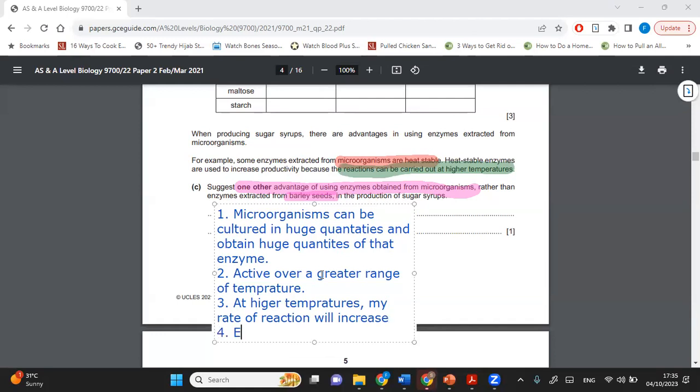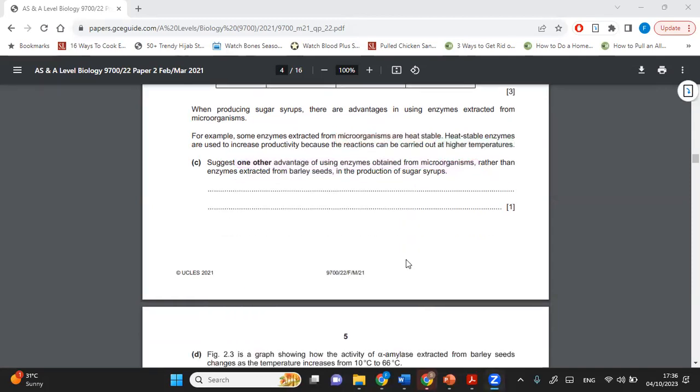And another thing is that enzymes from microorganisms are easier to extract, right? It's much easier to take out enzymes from a microorganism as compared to a barley seed, which will have to undergo a lot of different processes. I will have to break down the cells, then I can get the enzyme. It's much easier to do that with microorganisms. So these are some of the advantages that I could think of. If you have any more in your mind, let me know. But you have to give any one of these. So any one of these will be accepted.